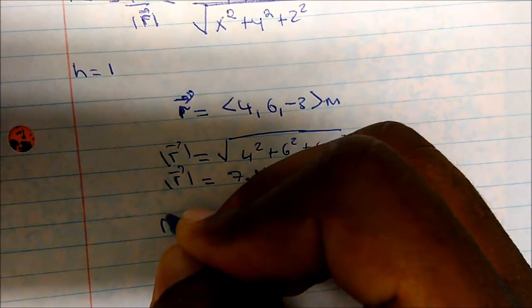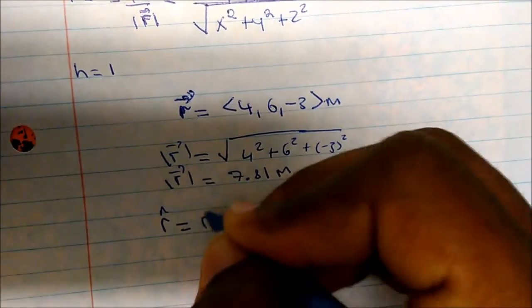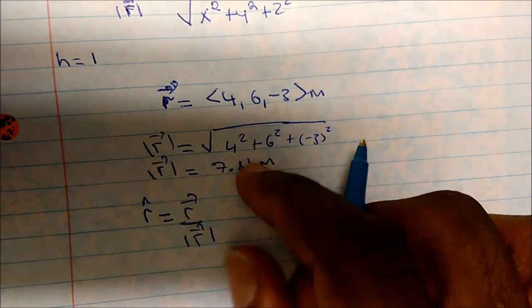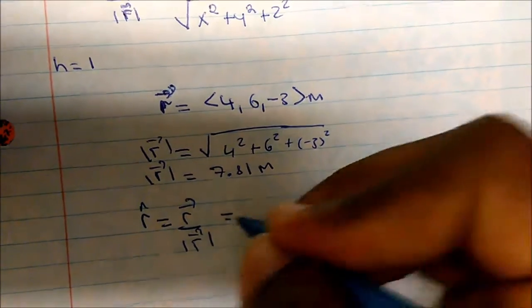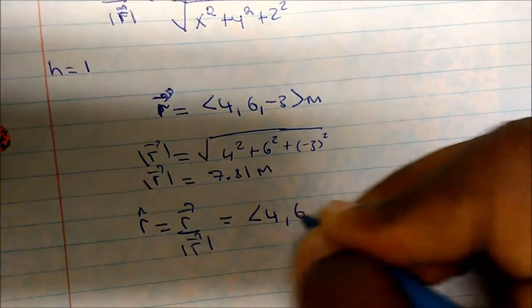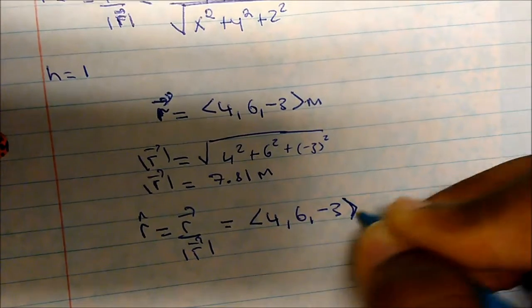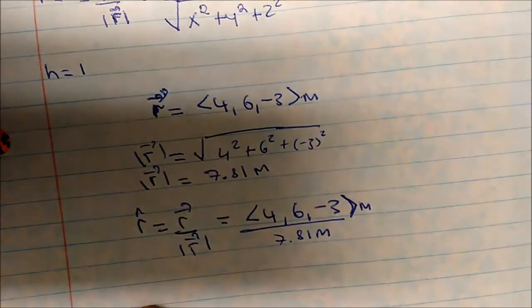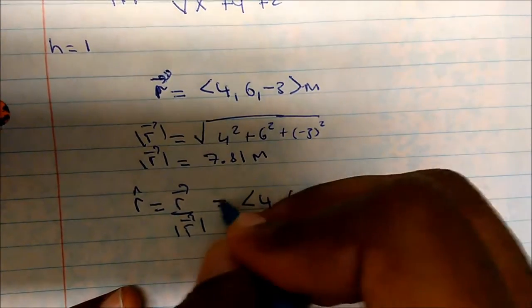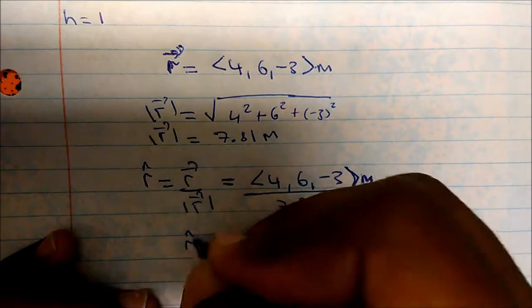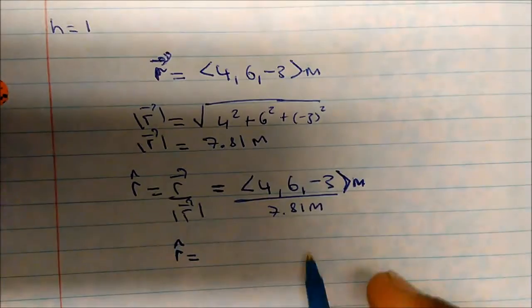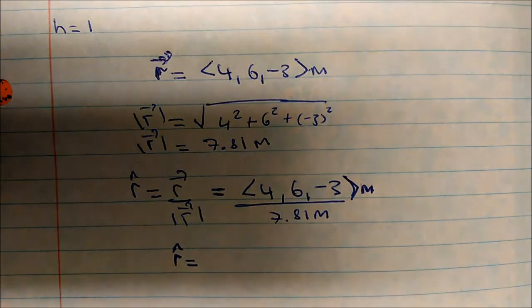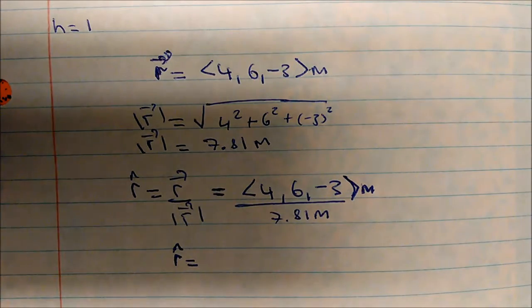So we know the unit vector is equal to the vector itself divided by its magnitude. We just found its magnitude and we have the original vector. So this is equal to 4, 6, -3 meters, and we're going to divide that by 7.81 meters. Now, for a unit vector we don't have any units. This should be correct because we have meters divided by meters, so the meters cancel out and we get no units.